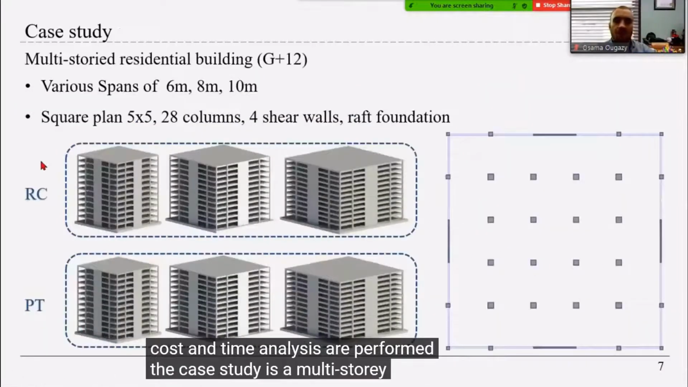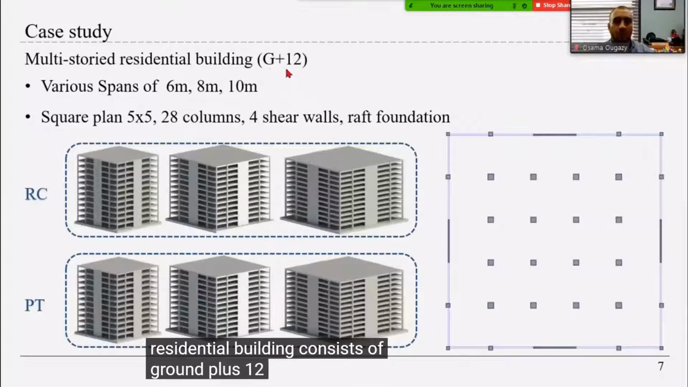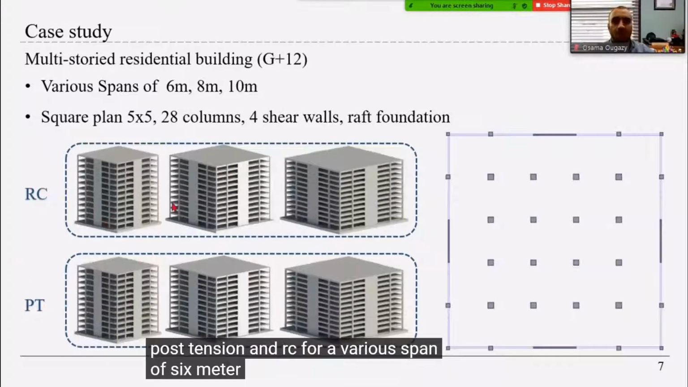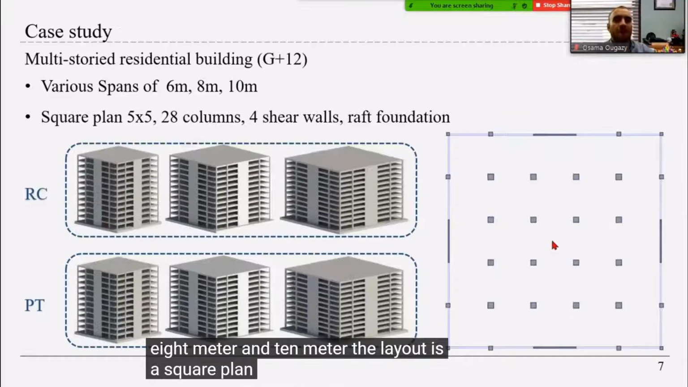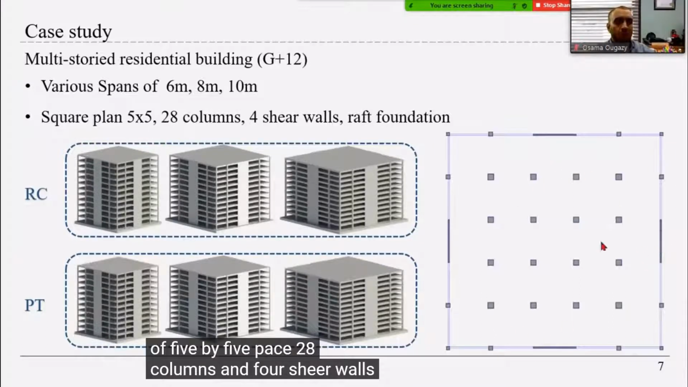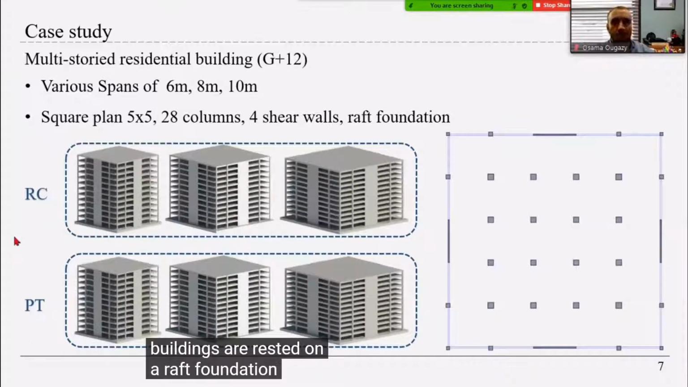The case study is a multi-story residential building consisting of ground plus 12 floors, designed by the two approaches, post-tension and RC, for various spans of 6 meters, 8 meters, and 10 meters. The layout is a square plan of 5 by 5 bays, 28 columns, and 4 shear walls. All buildings rest on a raft foundation.